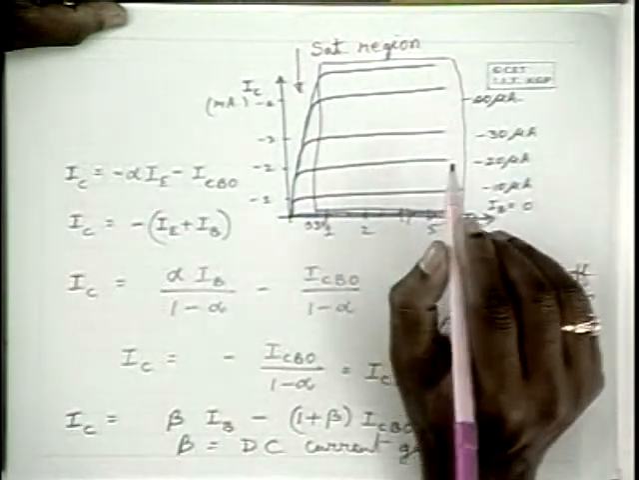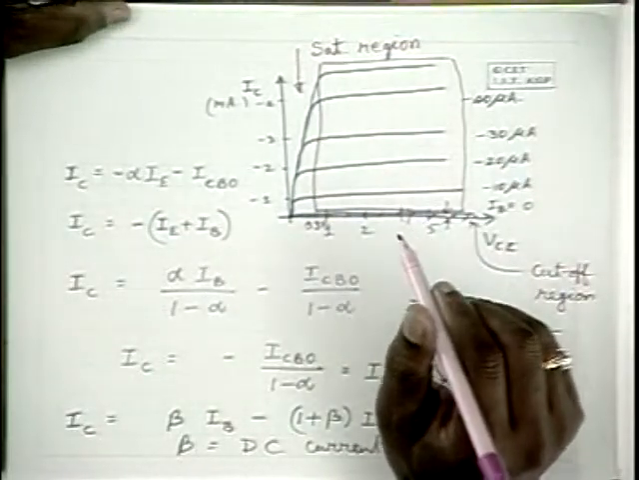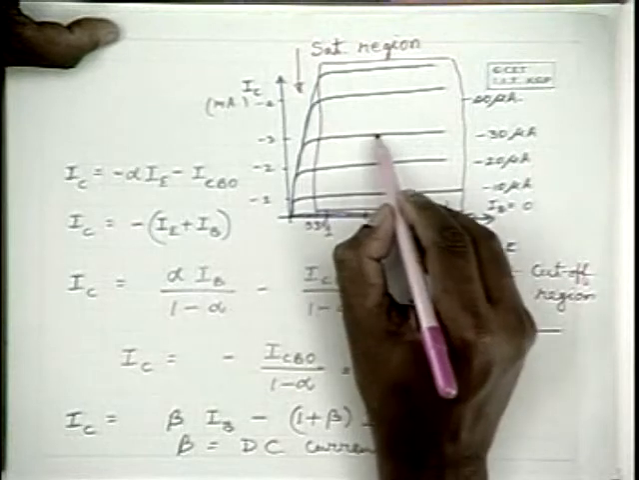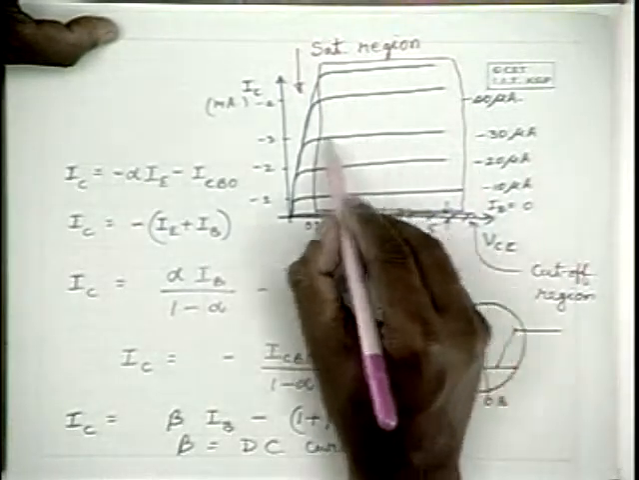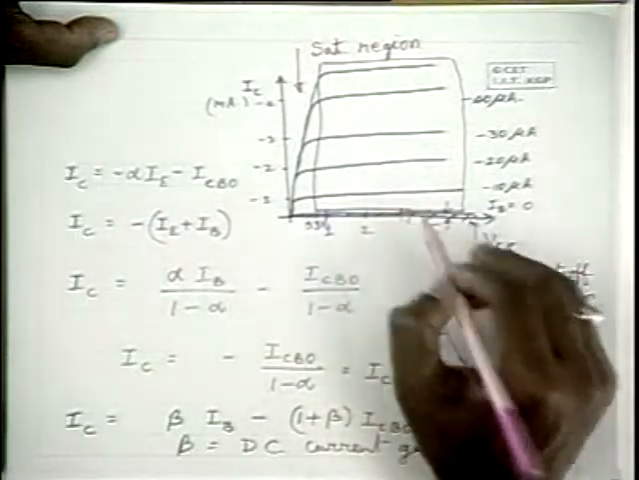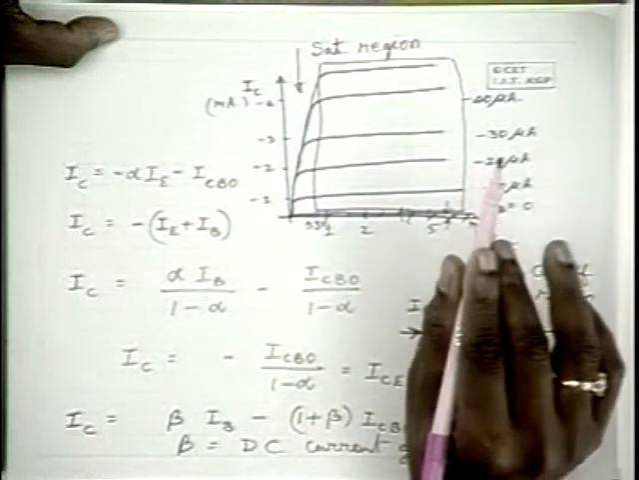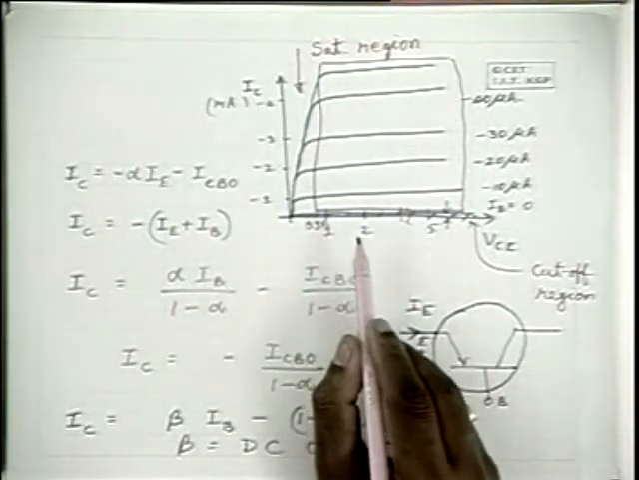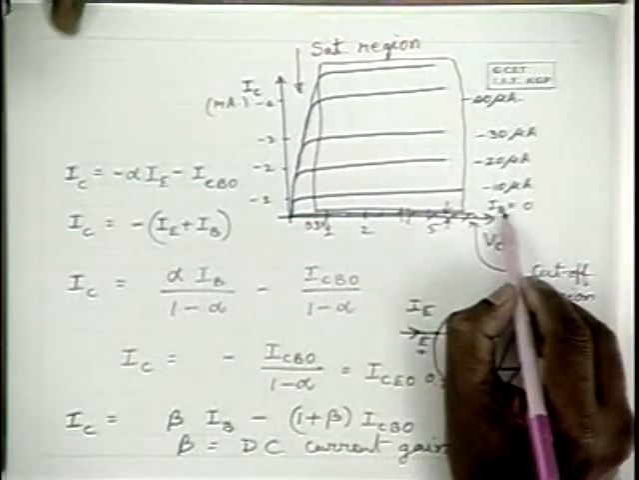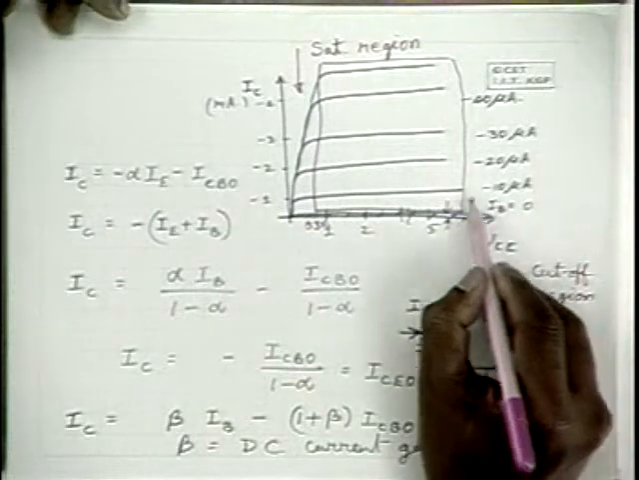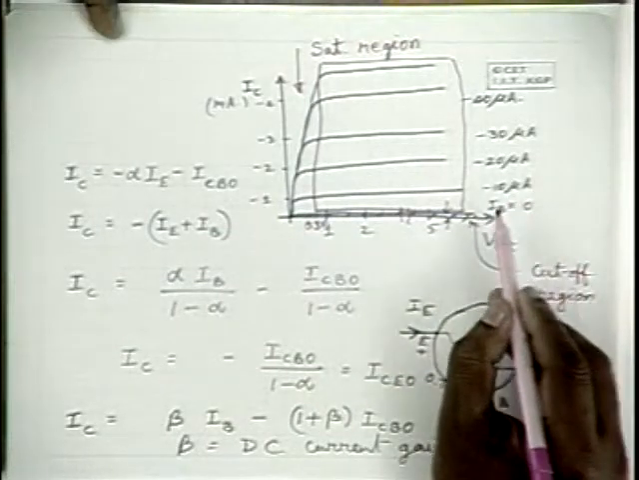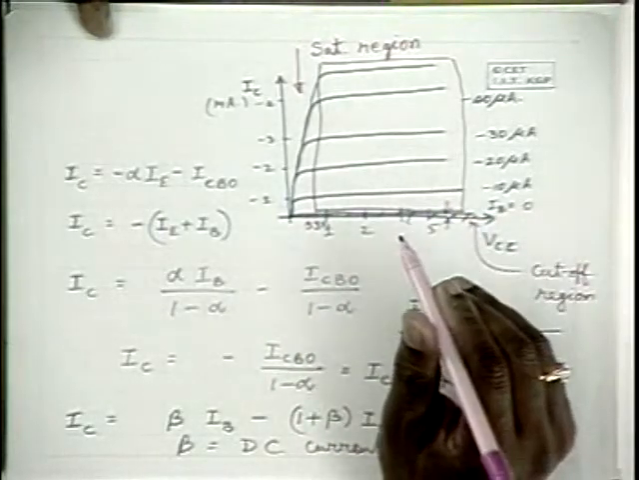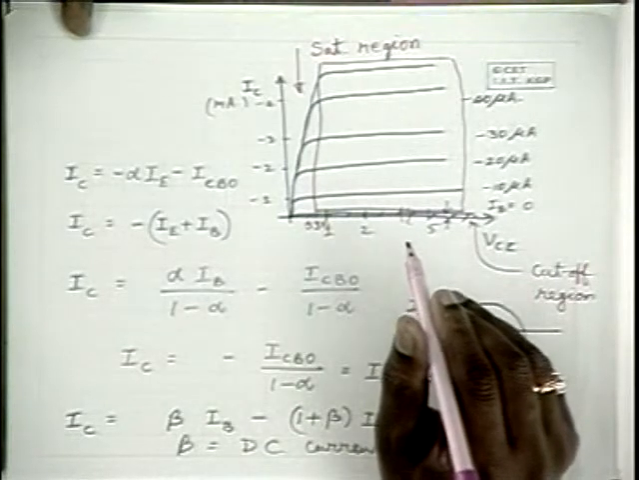And this region in between is known as the active region, because if you want to use the transistor as an amplifier, you have to operate it at some collector current and some collector to emitter voltage in this region. It is obvious that the collector to emitter voltage is larger than about 0.3 or 0.5 volts, and that the magnitude of the base current is definitely more than 0. So that is the active region, active from the point of view of amplification.